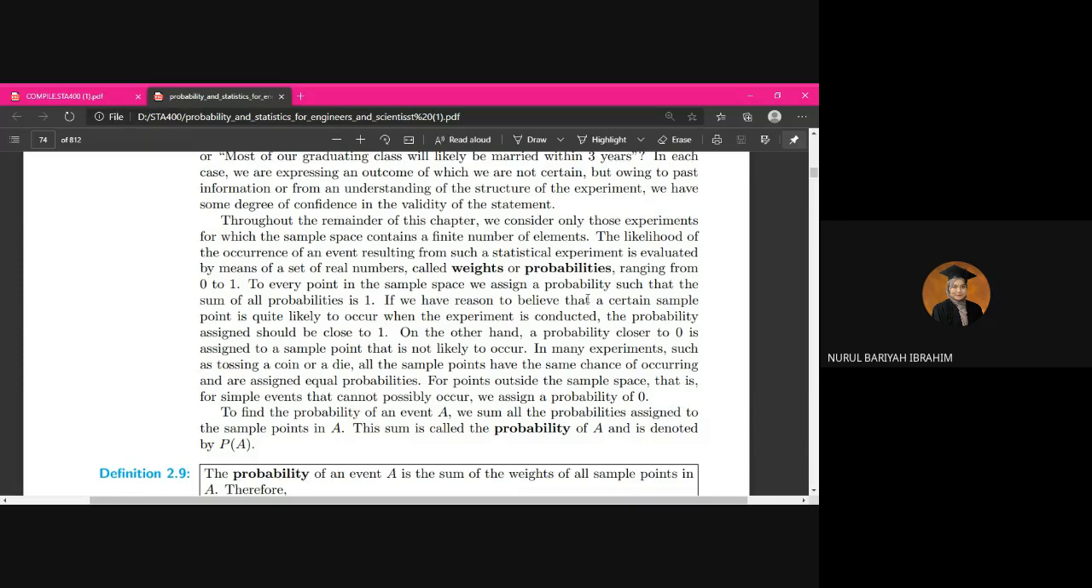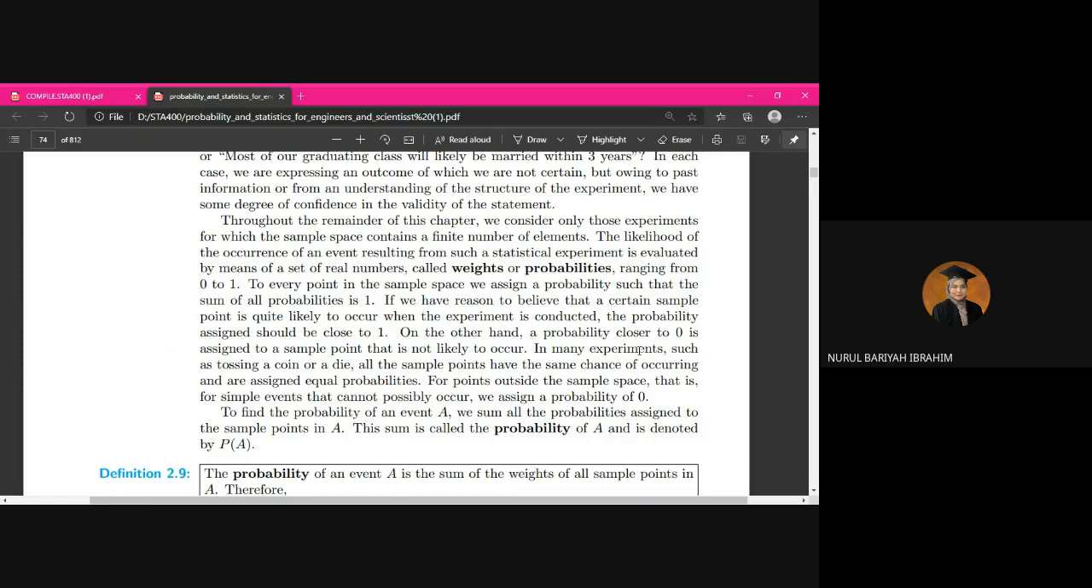If we have the reason to believe that a certain sample point is quite likely to occur when the experiment is conducted, so the probability assigned should be close to 1. Okay, kita ada when we are certain, we confident that the event will happen, so the nilai probability will be close to 1. On the other hand, probability closer to 0 if assigned to a sample point that is not likely to occur. So kalau that event is not gonna happen, so the probability will be closer to 0. Okay, so that is the idea of probability.